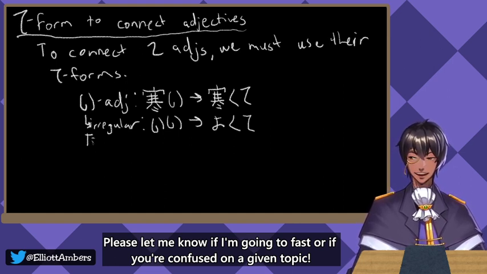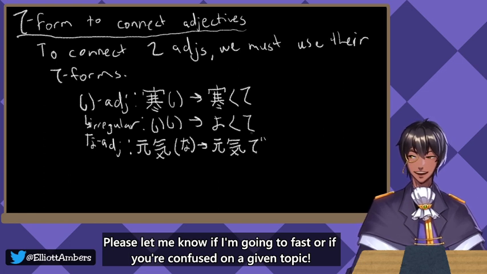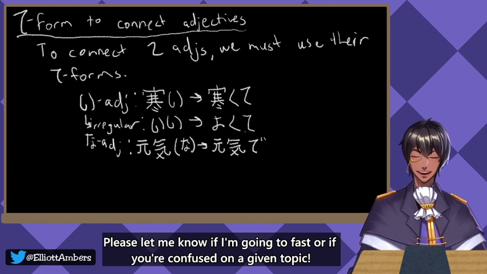The na adjectives are also fairly simple. And we're going to use the same example that we used, just for consistency's sake. The example of na adjectives that we used back then was genki, or energetic. Genki, and then you would add that na. When we put this into te form, when we want to connect them, we end up doing genki de. That's it. Nothing complicated, it's just genki de.